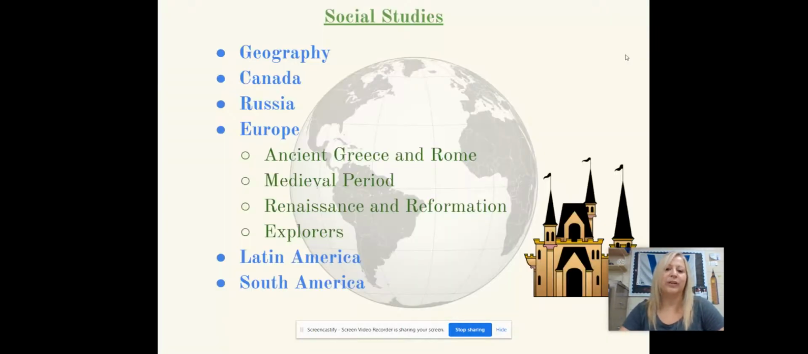A little bit about what your kids are going to be learning about this year. We study geography, Canada, Russia, Europe, and then within Europe, we do ancient Greece and Rome, the medieval period, Renaissance and Reformation, and European explorers. Then we hop across the Atlantic and we go to Latin America and the Caribbean and South America.